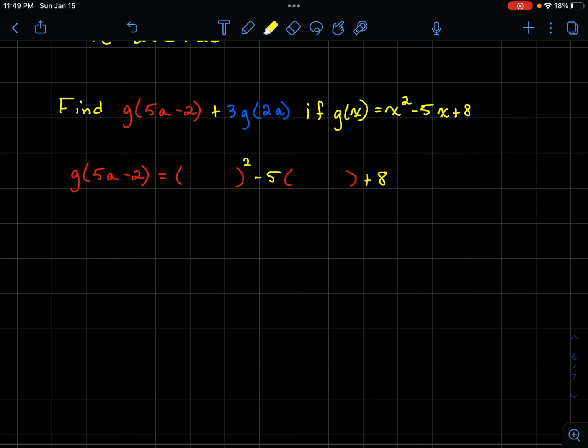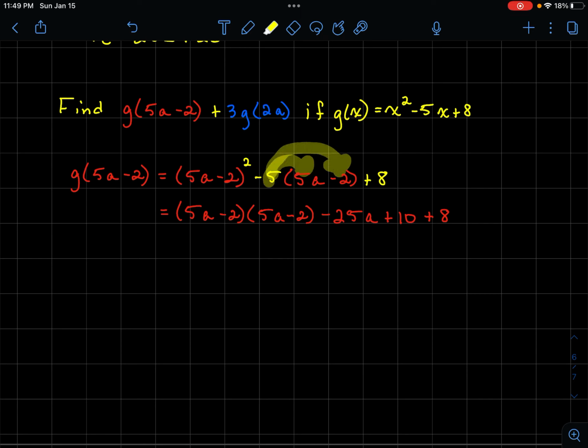Leave my open parentheses. That way I know where all the x's are, so I know what I'm substituting in. I'm substituting in a 5a minus 2 for each of those. You see that we have an exponent here. That means we're multiplying 5a minus 2 times itself twice, which is going to force us to FOIL. As I wrote out these two parentheses twice, I also went ahead and distributed the 5 through the second parenthesis, and that's where I got our negative 25a and the plus 10.